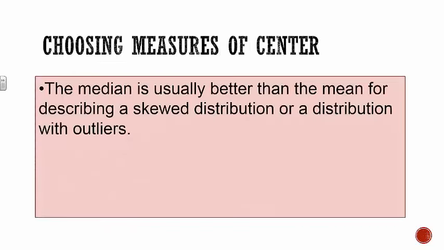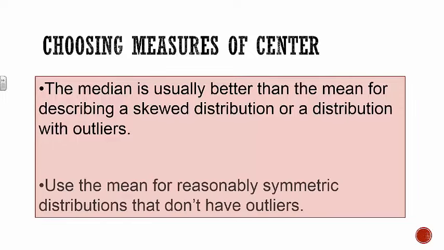Alright, so when you're choosing your measure of center, generally you'll use your median if you have skewed data or if you have outliers, and you use the mean if your data is roughly symmetric.